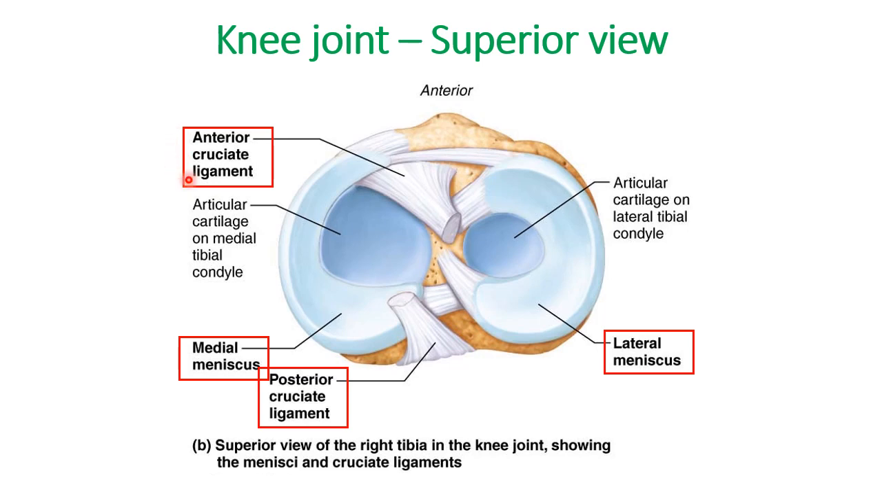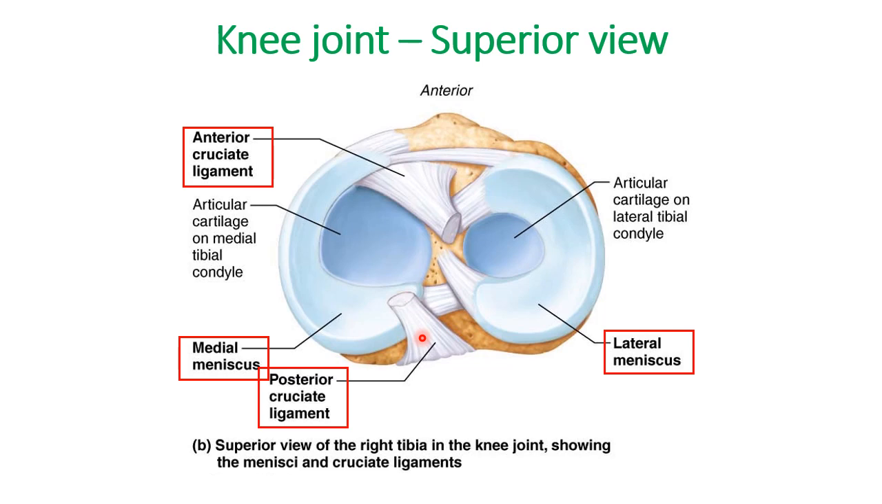Anterior cruciate ligament. Have you heard of this guy? Yeah, that's your ACL. So when people have a sports injury, they say, oh, I tore the ACL. This is the ligament that they mean. So this is the front of the knee, so this is your anterior cruciate ligament. And they are called cruciate because they go across the knee for support.